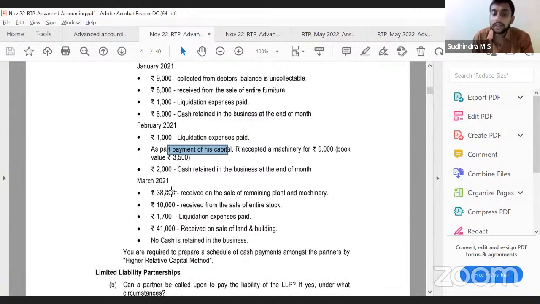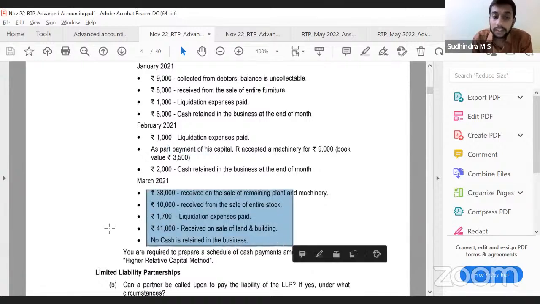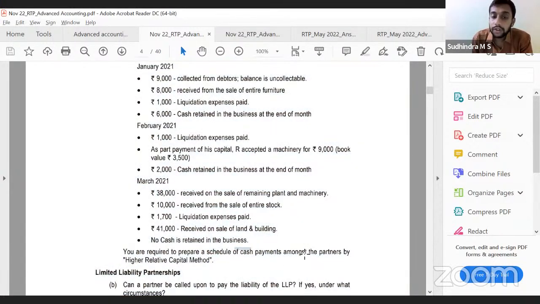March 21, 38,000 received on sale of remaining plant and machinery, 10,000 received from sale of entire stock, 1,700 liquidation expense paid, and 41,000 received on sale of land and building. No cash is retained in the business. Whatever is remaining, ultimately the final installment in March we will be distributing. You are required to prepare a schedule of cash payment amongst the partners by the highest relative capital method.